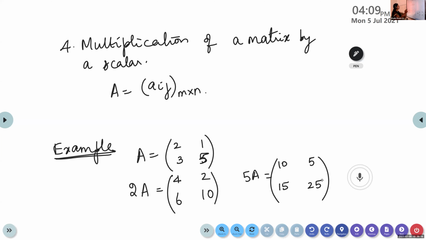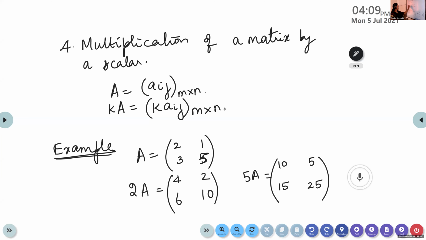Same way here, suppose we are generalizing it. We'll write the definition now. A is a matrix Aij. Then what is KA? We multiply the matrix by a non-zero scalar K. So KA is again a matrix which is obtained by multiplying each entry by K, and the order will again be m by n. Order is not changing here.